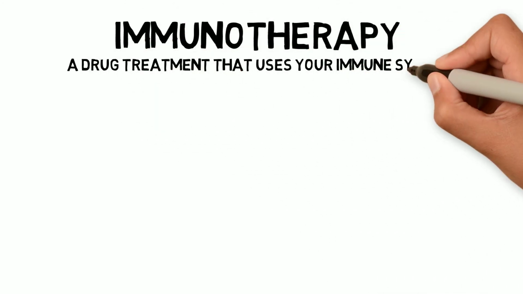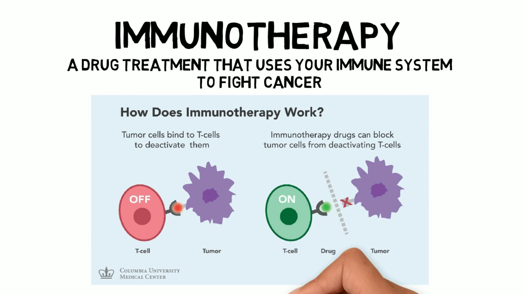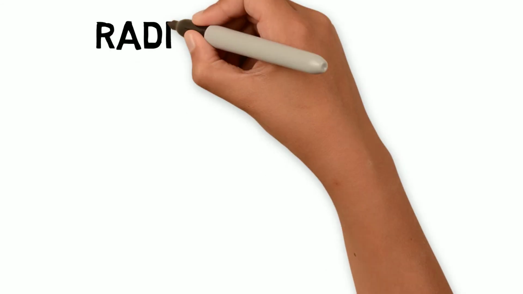Immunotherapy, drug treatment that uses your immune system to fight cancer. Your immune system may not attack your cancer because the cancer cells produce proteins that blind the immune system cells from recognizing the cancer cells. Immunotherapy works by interfering with that process. This treatment is reserved for people with advanced colon cancer.